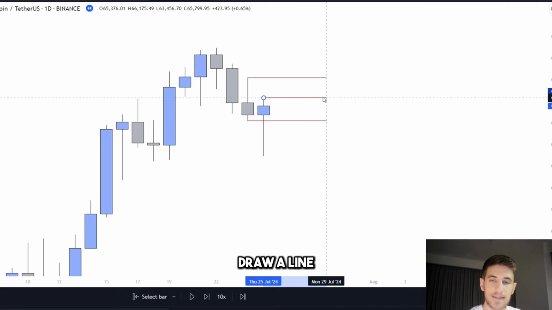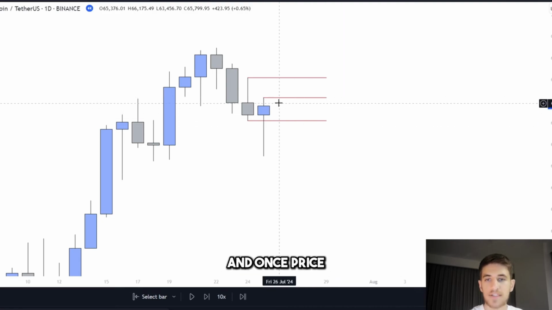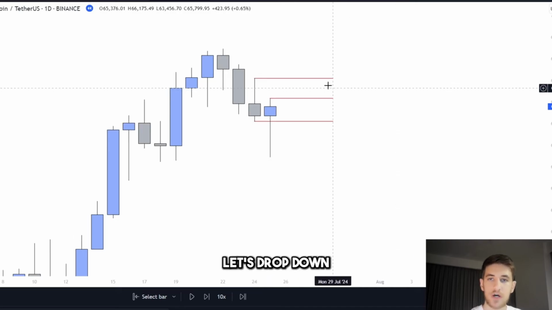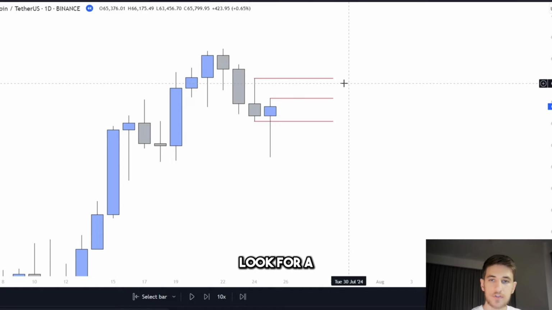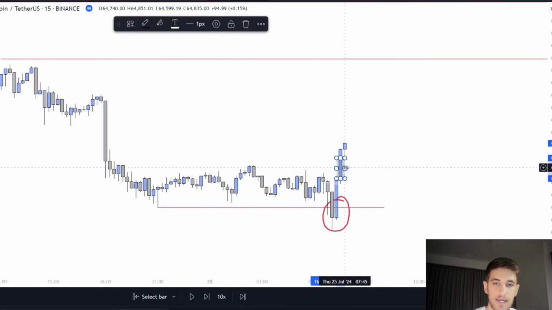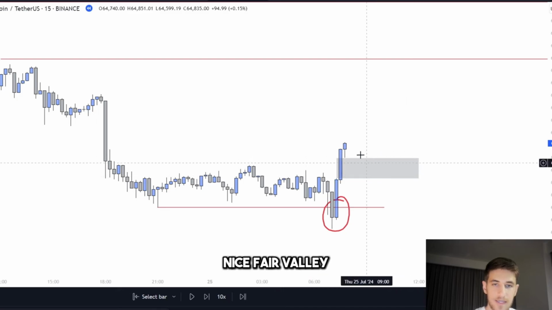So we're going to draw a line at the high of this candle, and once price breaks it on the lower time frame, that's when we take an entry for a move to this high. So now that we've got all of that figured out, let's drop down to a lower time frame and look for a trade. So right here we have another perfect setup where price takes out the liquidity, and we also get a very nice fair value gap to take our entry.